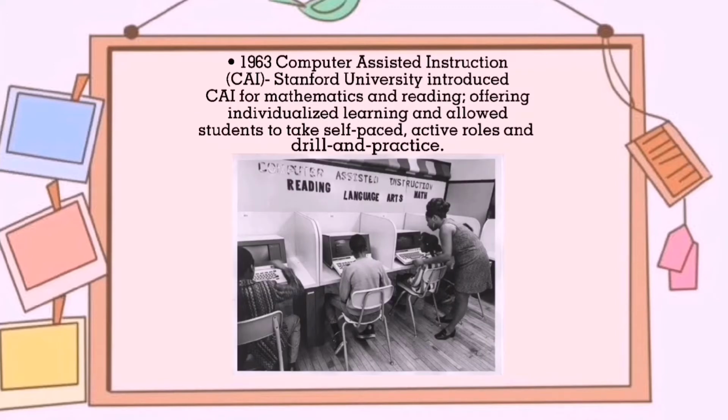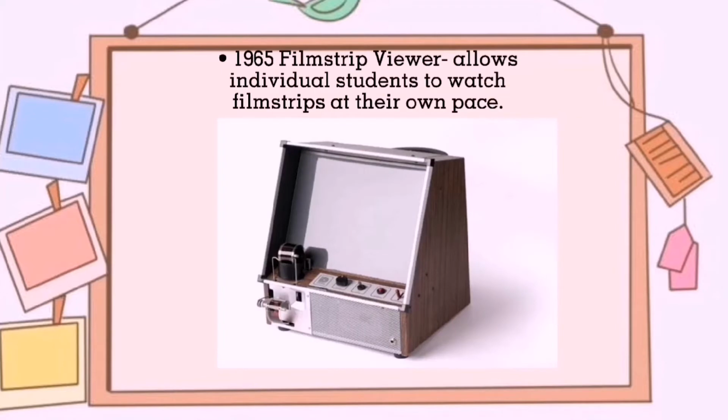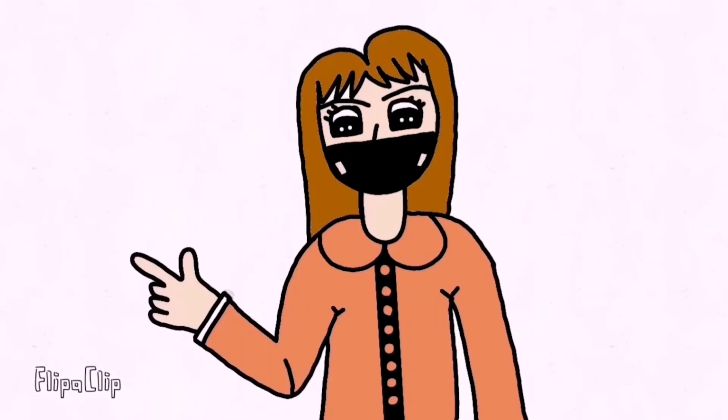1963 Computer Assisted Instruction or CAI. Stanford University introduced CAI for mathematics and reading, offering individualized learning and allowed students to take self-paced, active roles and drill and practice. 1963 mouse. This pointing device, which is still being used today, was invented by Douglas Engelbart. 1965 film strip viewer. It allows individual students to watch film strips at their own pace.